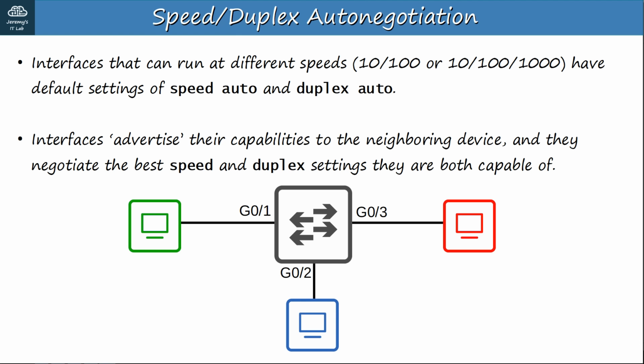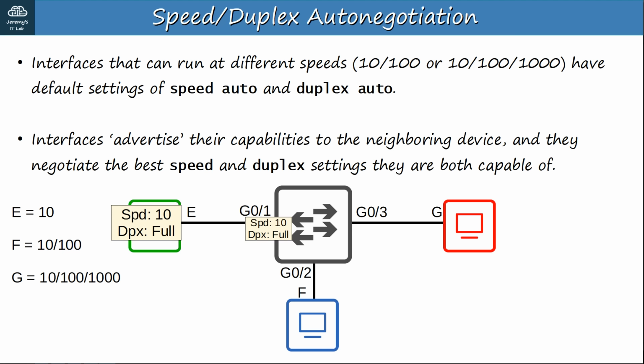Here's a small network, a switch with 3 PCs connected. Connected to G01 is a PC with a regular Ethernet interface. Connected to G02 is a PC with a fast Ethernet interface. And connected to G03 is a PC with a gigabit Ethernet interface. As you probably know by now, an Ethernet interface can run at 10 megabits per second, a fast Ethernet interface can run at 10 or 100 megabits per second, and a gigabit Ethernet interface can run at 10, 100, or 1000 megabits per second.